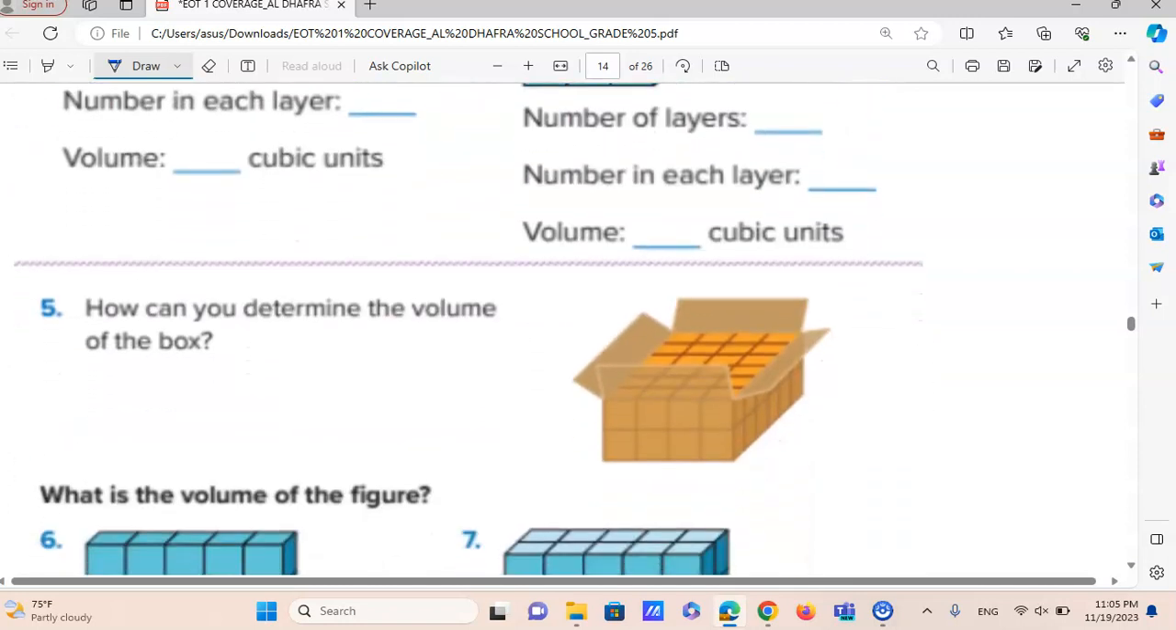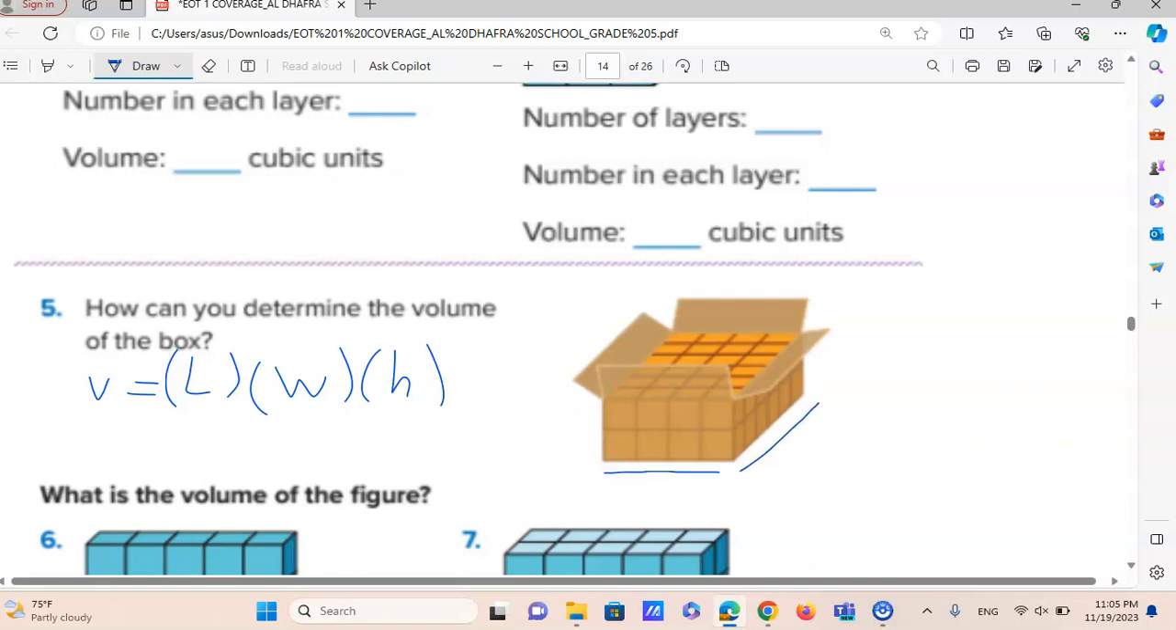There is another way to determine the volume. So volume equals length multiplied by width multiplied by height. So what is the length?